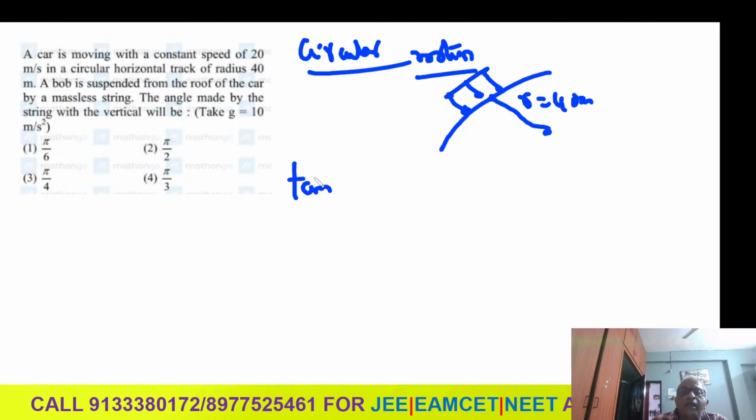Here pseudo force will be acting. Of course, I'll tell you the formula here. Tan theta is nothing but v square by r g, the speed of the vehicle. Now, for the time being, tan theta is equal to v square by r g. The speed is 20 meters per second on a circular horizontal track of radius 40 meters. A bob is suspended from the roof of the car by a massless spring. It will become like this, for example. He is asking for the angle made by the spring with the vertical.